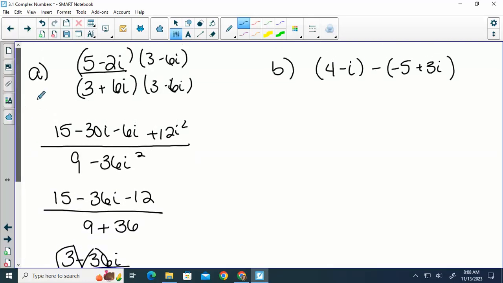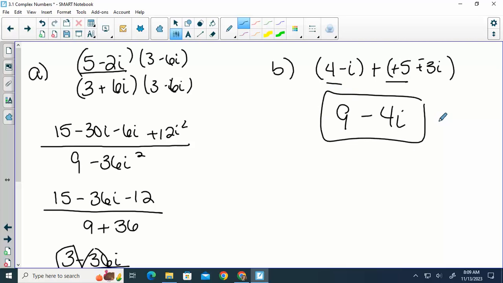B, what do we have to do here? And we add like terms, so 4 plus 5 is 9, negative i and negative 3i is minus 4i. So make sure after you distribute that negative that you're not trying to multiply. We're still just adding after that point. Any questions there?